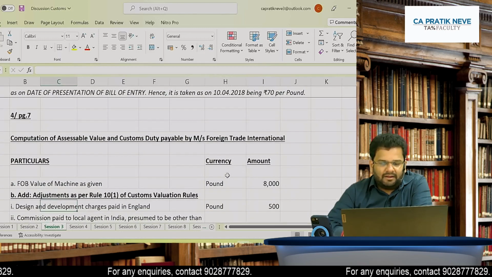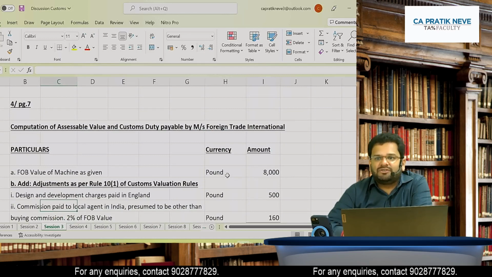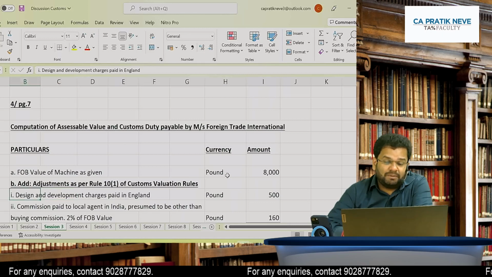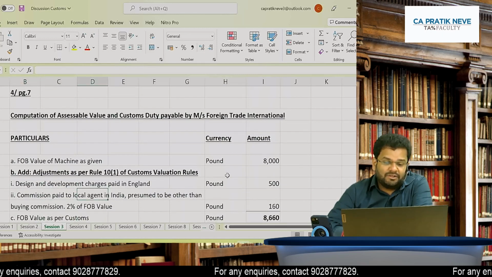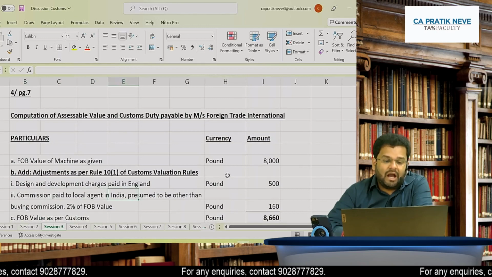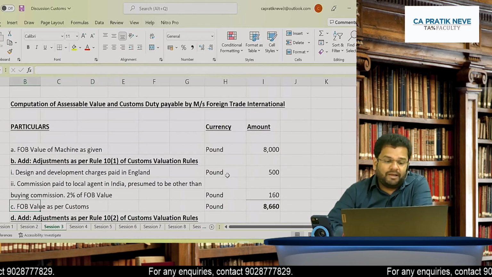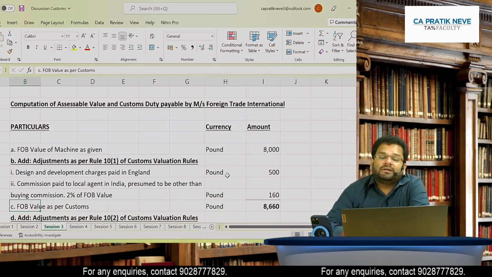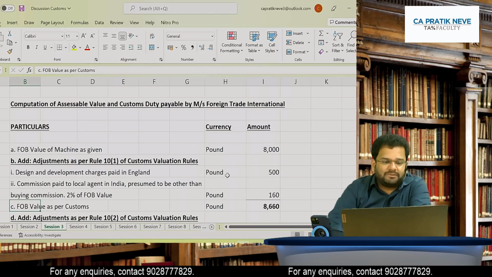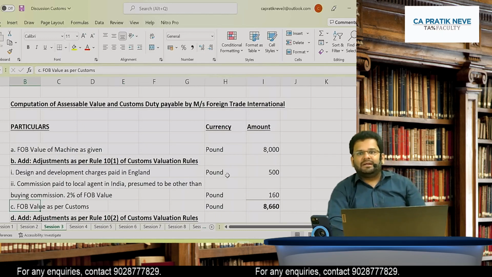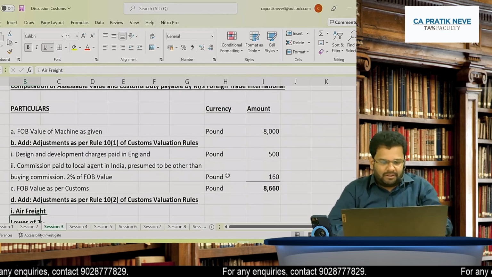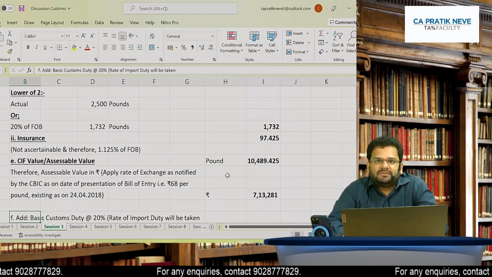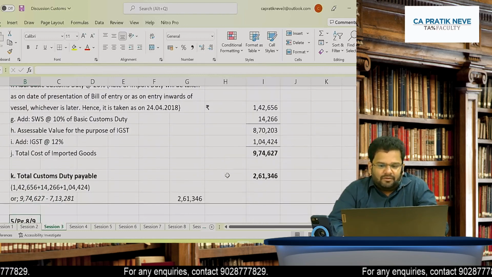Like in the next to next question, the fourth question, we have taken design and development charges paid in England as well as commission paid to local agent in India, and then got FOB as per customs. So whatever such adjustments you have to do while getting FOB as per customs, they will form part of FOB. And after getting that FOB, you do transport and insurance. Fix hoga dimag mein?